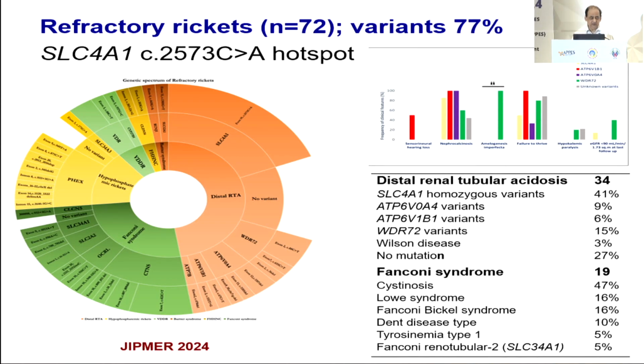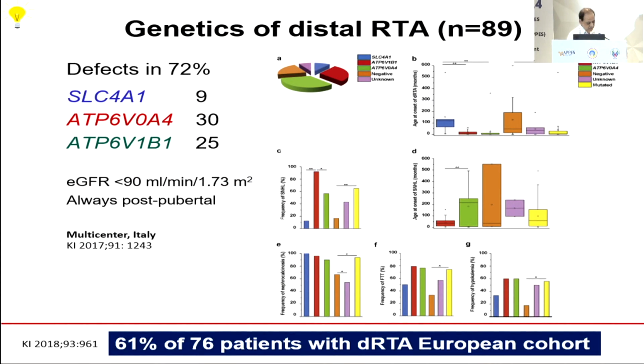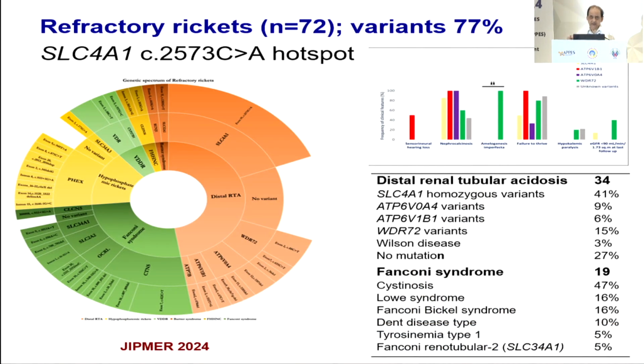This is recent data from JIPMER. Again, talking about the same thing all over again. Look at the genetic scenario here. In Europe, it appears that the hydrogen ATPase is the key gene. But clearly data from India seems to suggest that it's not hydrogen ATPase, but it's the anion exchanger.